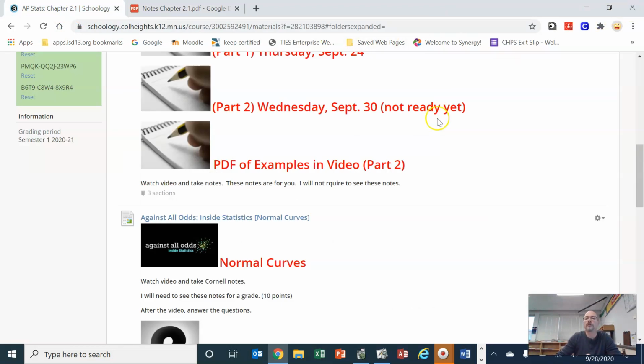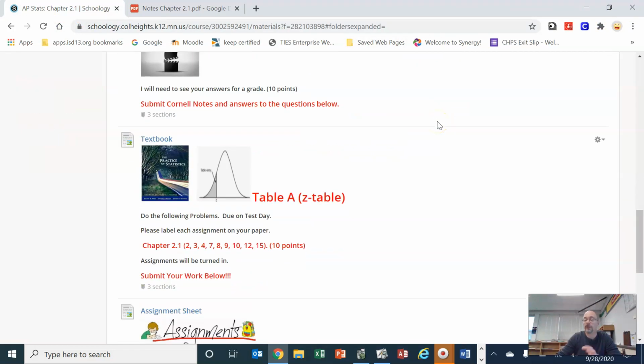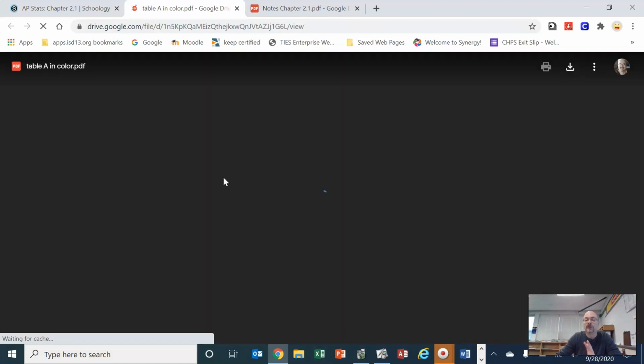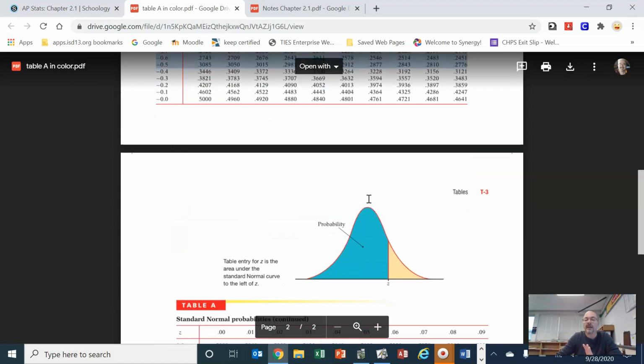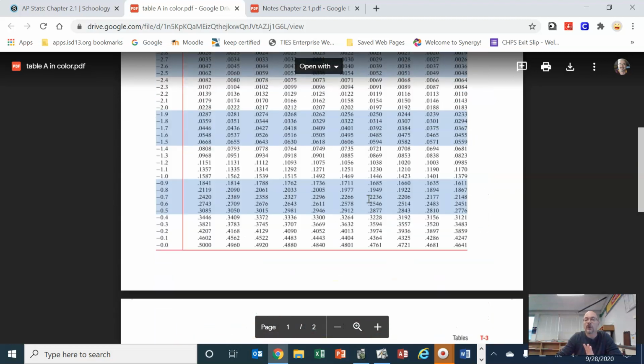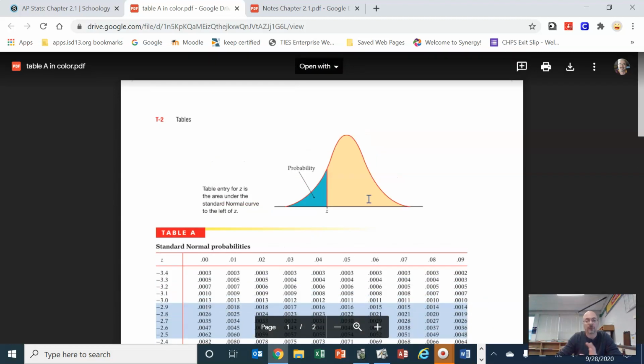Let's go. I also made available, ladies and gentlemen, I'll point this out since I have this screen up, that next to the textbook where your assignments are, this normal curve. I made that available to you. It's a really nice picture. It's color. Isn't that nice?